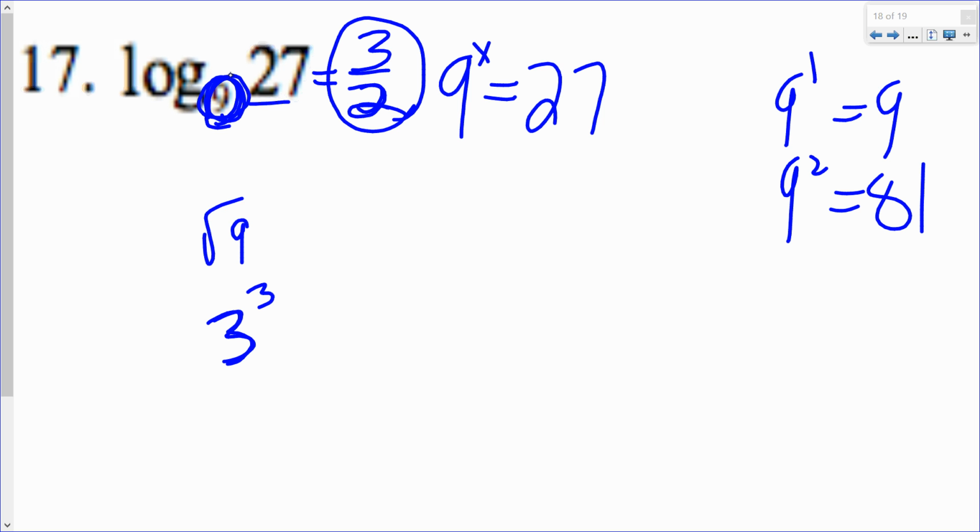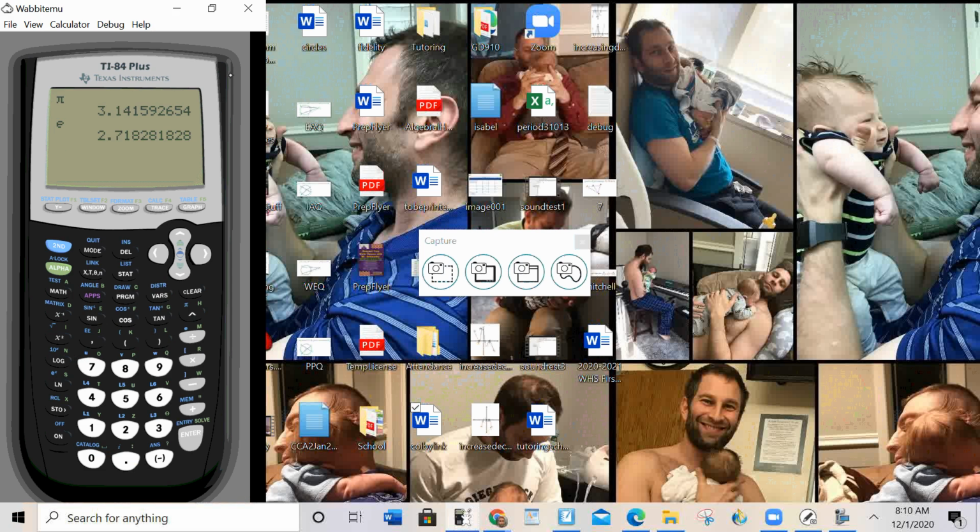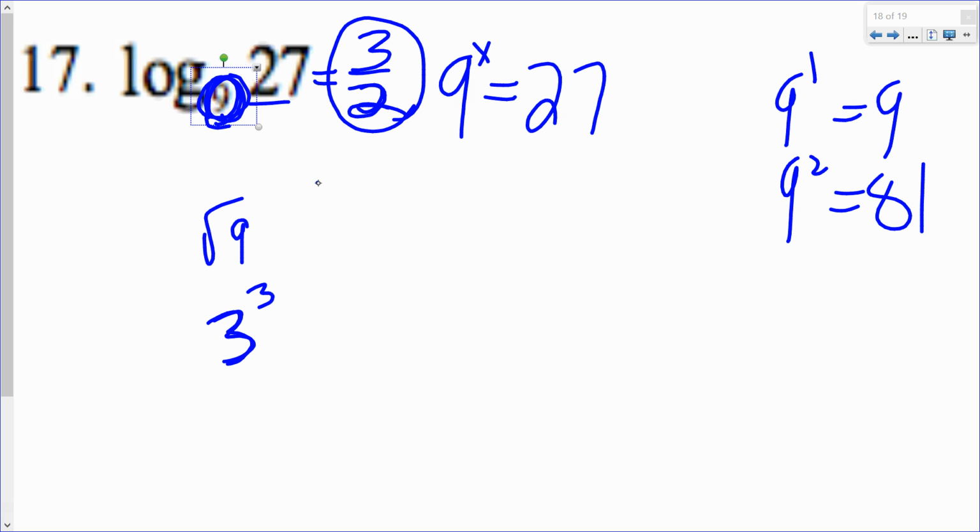So again, this is saying 9 to what power is 27? Since there is no integer that will get me there, I had to look for a root. I can take the square root of 9. When I take the square root of 9, I get 3. And then I can raise 3 to the third power to get 27. So the power is 3, that goes on top. The root is 2, that goes on bottom. And that's my answer.